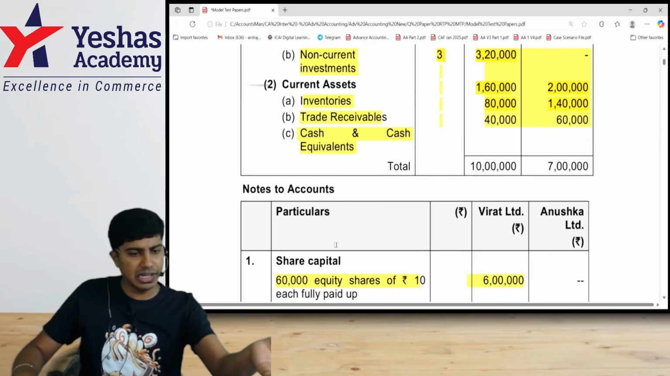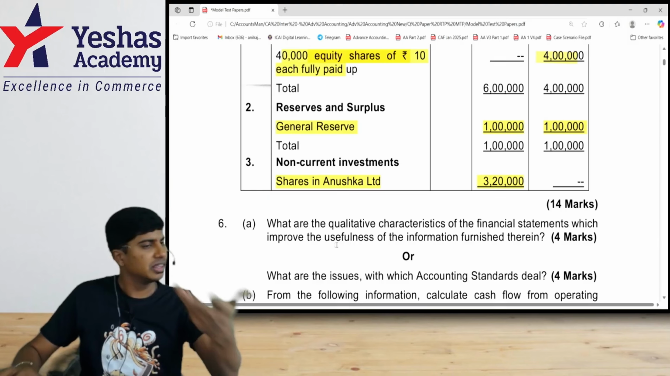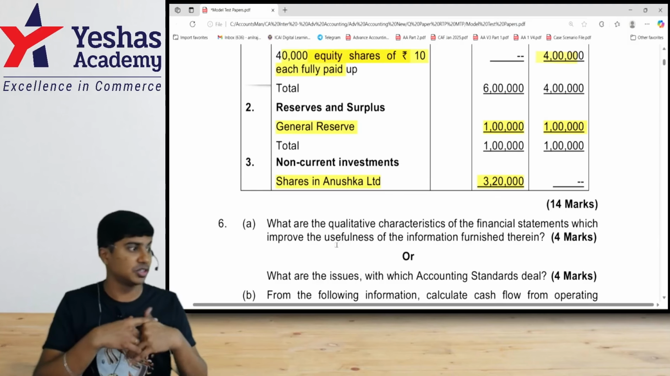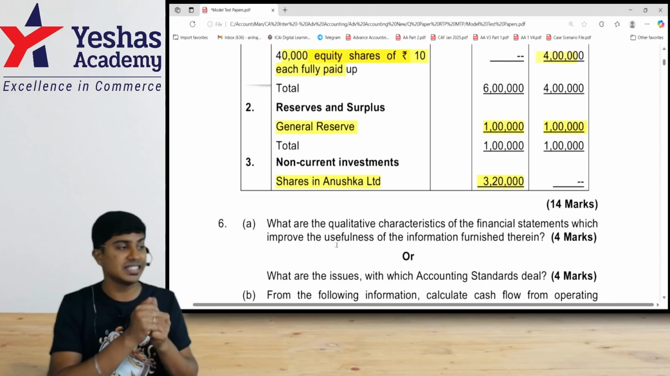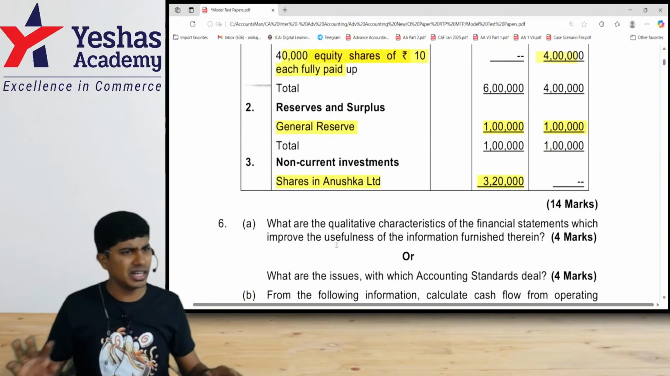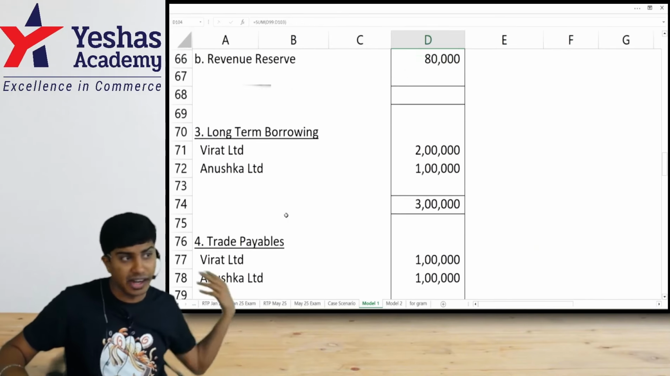If I come slightly down to my notes to accounts, there are three notes. All the three notes are considered. They have not given any adjustment regarding asset or depreciation, overvaluation, downward valuation, mutual indebtedness, unrealized profit, debenture adjustment, nothing. So what do we do? That's it. Close notes to accounts, put them to balance sheet, see it tally, and then say ta-da.